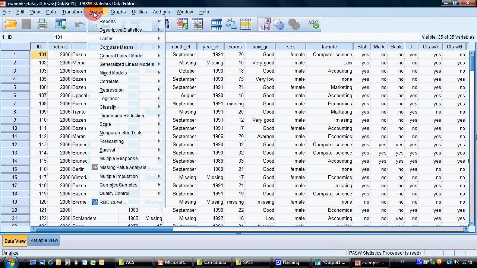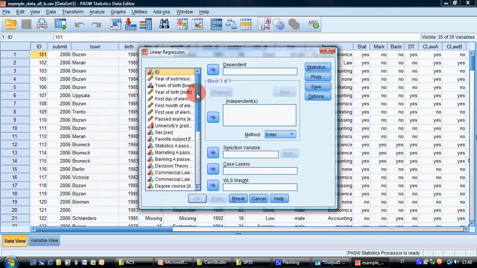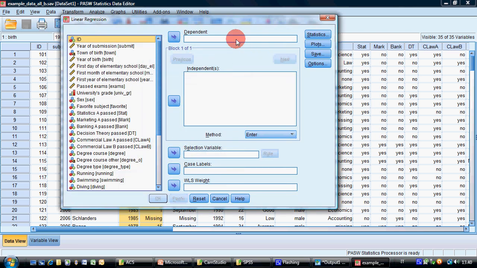Let's see first of all the linear regression. Analyze, Regression, Linear. Okay, so you can see there are many regressions. This is the first one, the typical one, linear regression. It's called linear because you use a line. You specify the dependent variable. The dependent variable is the variable which is on the y-axis, so on the vertical axis.